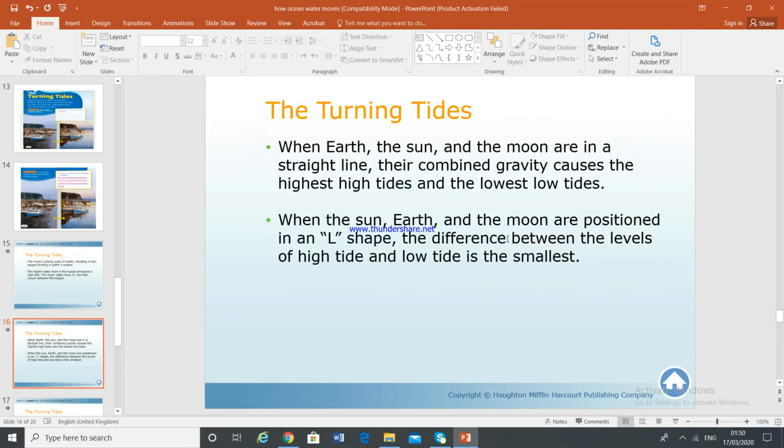And when the Sun, Earth, and the Moon are positioned in an L shape, the difference between the levels of high tide and low tide is smallest. There is not much difference. There is only a little difference when the Sun, Earth, and the Moon are positioned in an L shape. Remember, this was in the straight line and this was in the L shape.